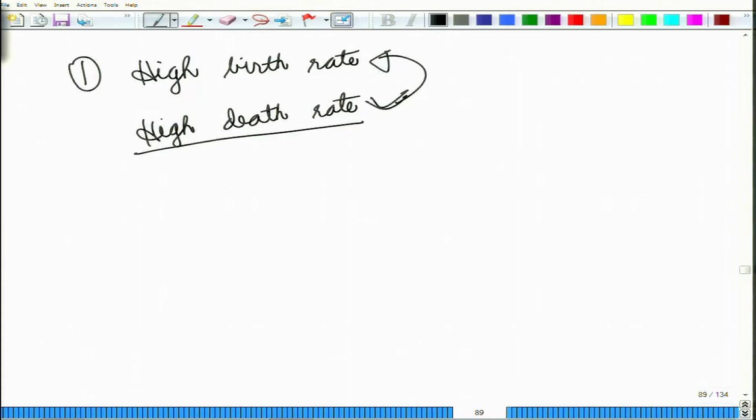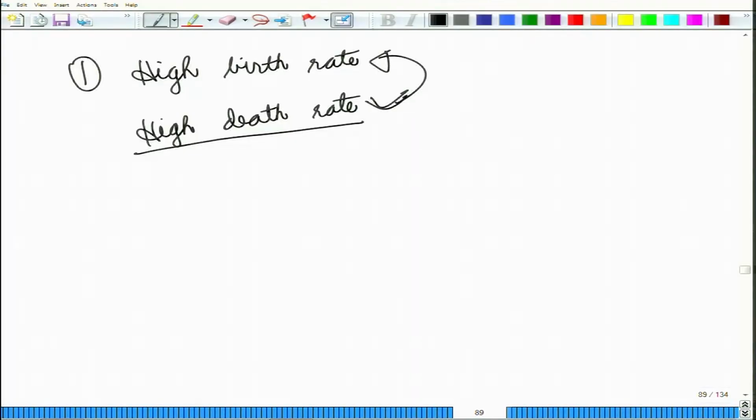Now, in these societies with a very high birth rate and a very high death rate, the two cancel out each other. So, the rate of population growth is very low, because a number of the individuals born into this society die off. So, this is the first stage in the transition, in which you have a high birth rate and a high death rate.